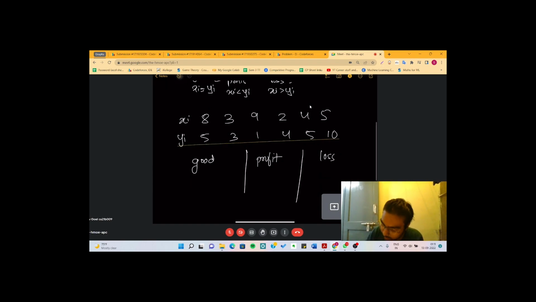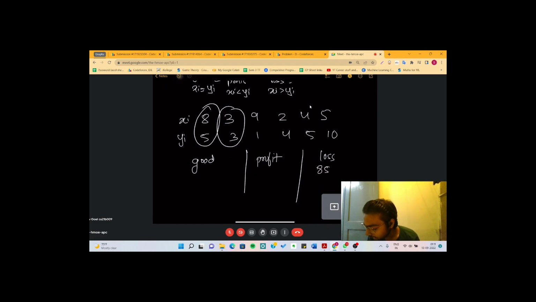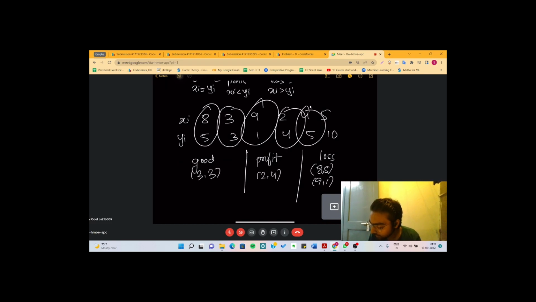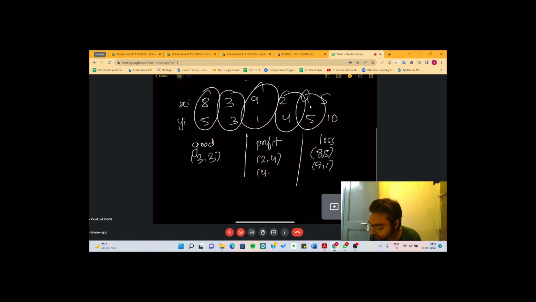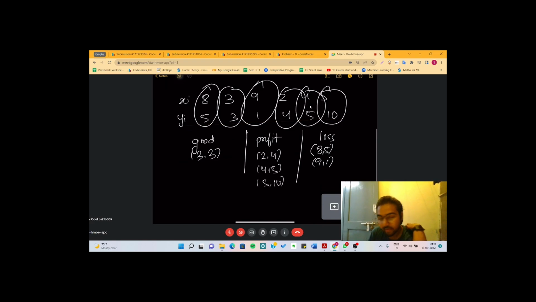So in this case, this person will be good. 8 comma 5 will go in loss. 3 comma 3 will be a good person. 9 comma 1 again a loss. 2 comma 4 a profit person. 4 comma 5 a profit person, and 5 comma 10 a profit person. Now how will we make groups here?